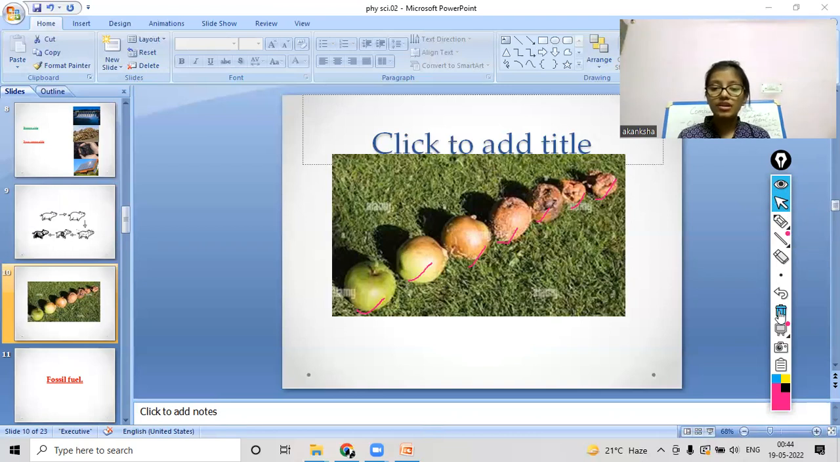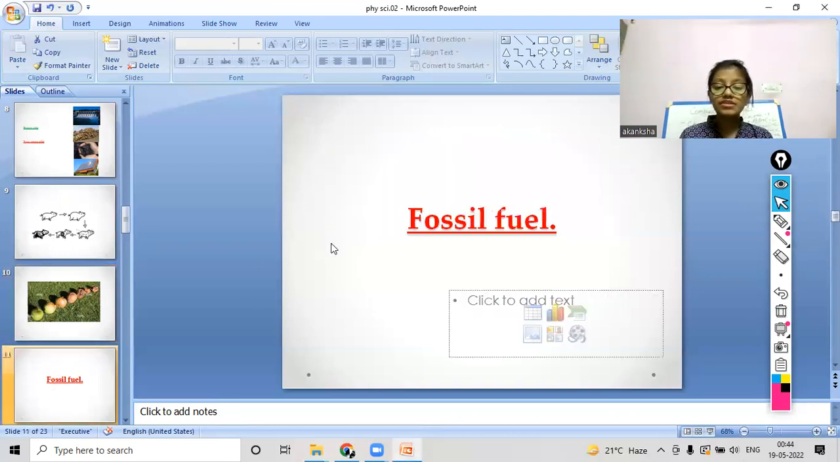Okay, so the topic that we are about to study now is fossil fuels. How are fossil fuels formed? It is related to the decomposition process. We will see some more details before going into the topic.